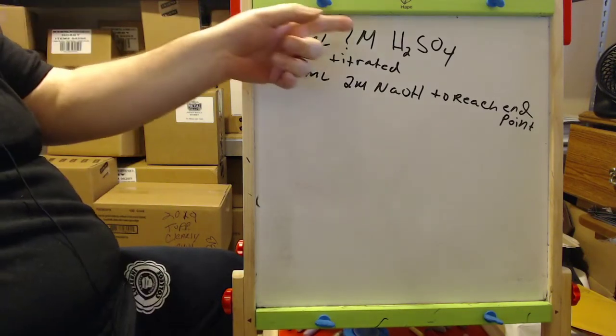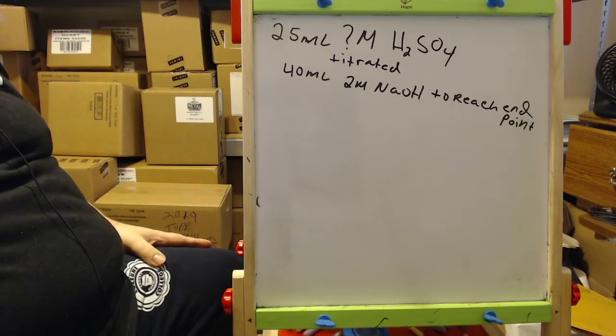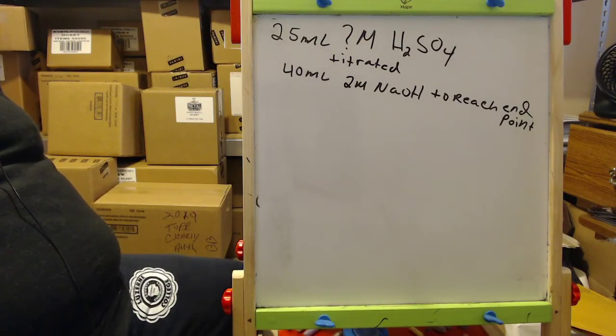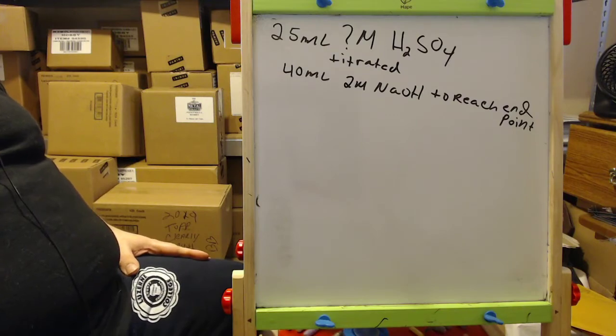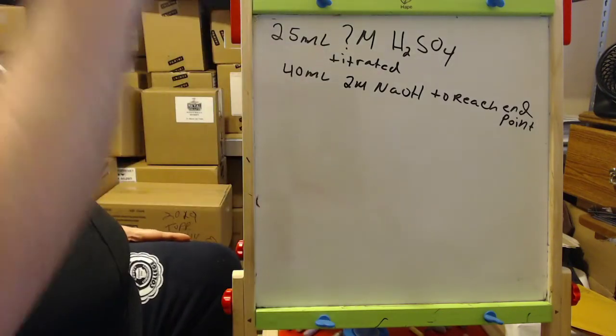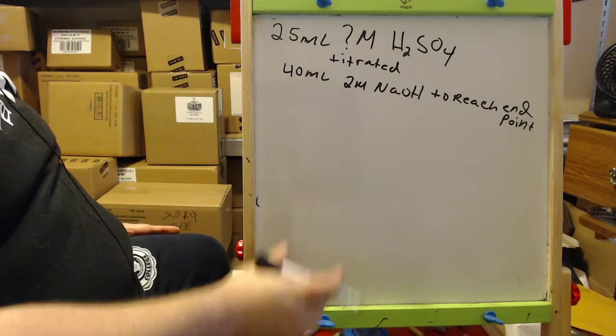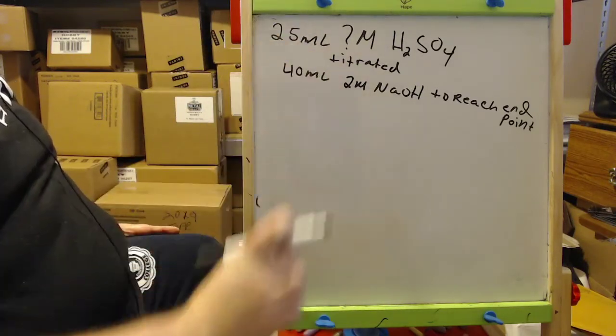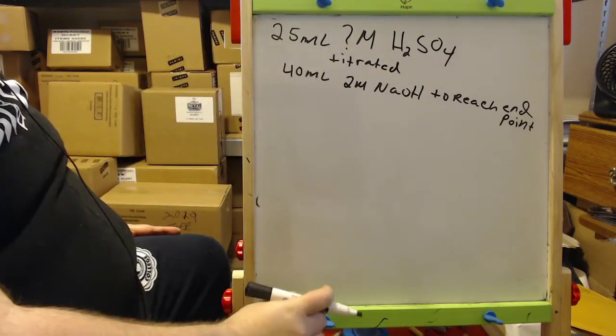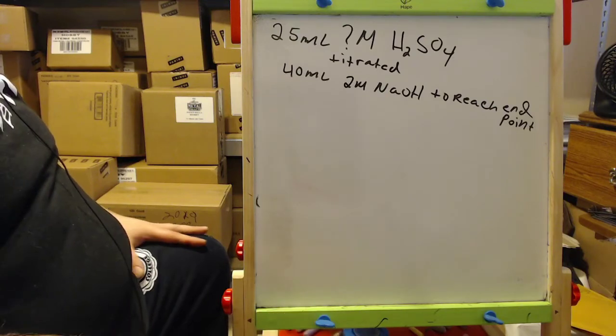And we want to find the concentration of the H2SO4. So you would do a titration. You'd have the H2SO4 sitting in a beaker. You'd have your burette filled with your sodium hydroxide. You'd let the sodium hydroxide go in until you got the pink color.